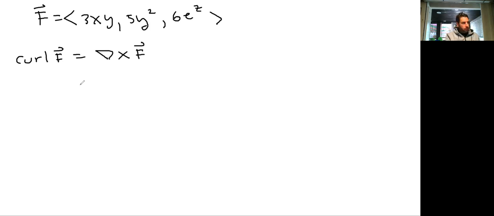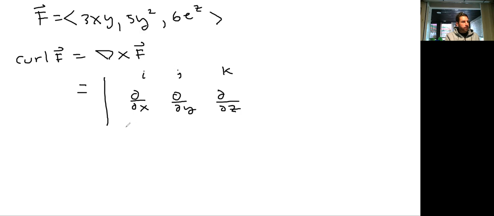So remember what this creature is. How do you take this? You have your i, your j, and your k. Then you have your del vector, which is the partial with respect to x, partial with respect to y, partial with respect to z, and then what's your f?